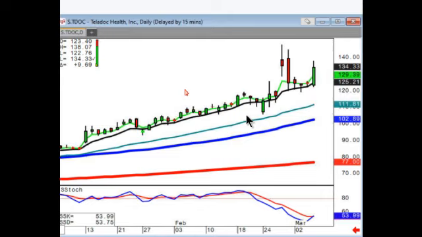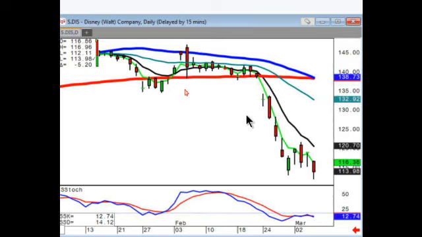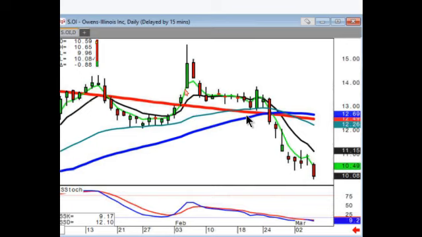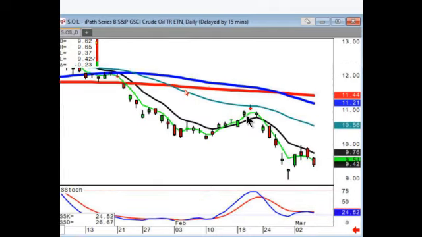Stay long. Disney, stay short. You might be in wave 3 to the downside. Owens-Illinois, stay short. Wave 3 to the downside. Oil failed at the T-line. You can stay short on this one.